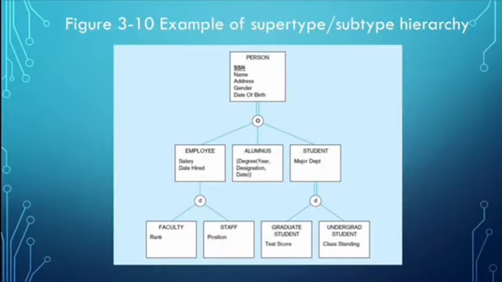Okay, my name is Al-Amien Rasyif, and I want to explain about a supertype-subtype hierarchy. The attributes shown in the figure are SSN, identifier, name, address, gender, and date of birth.